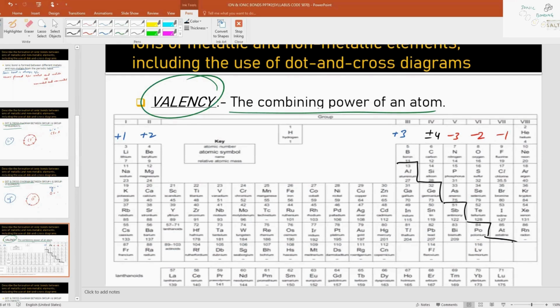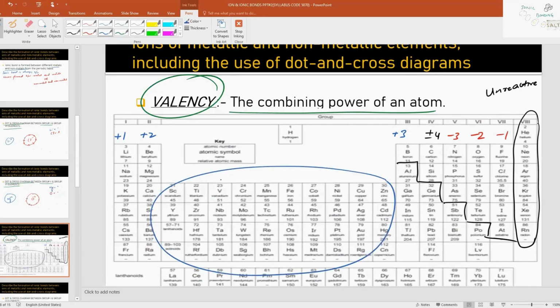Remember, group 8 elements are unreactive. They don't form any bond, so there's no concept of valency for this group. Also, valency for the transition metals is not fixed. Here are the transition metals in the periodic table. The valency is not fixed. It will be provided to you, so leave them also.